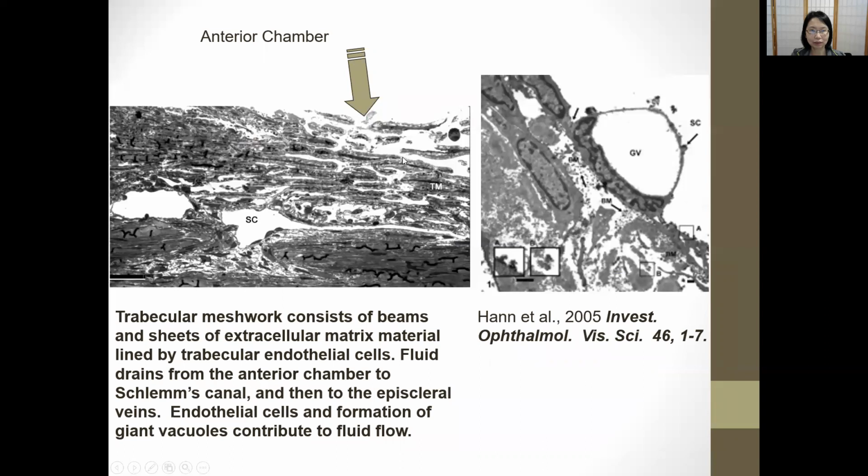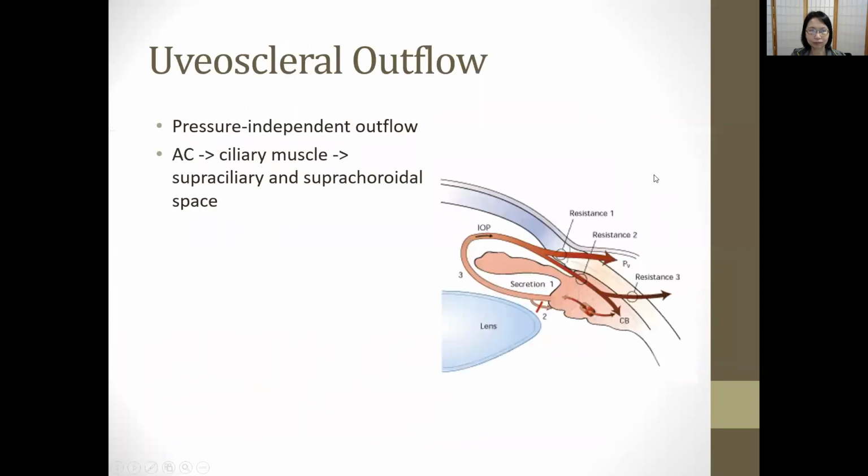So here you see the anterior chamber, there's the trabecular meshwork, and here's Schlemm's canal, and then subsequently the episcleral veins. The endothelial cells and the formation of these giant vacuoles, which you can see one here, contribute to the fluid flow. The uveoscleral outflow is also another pathway for aqueous to get out of the eye. This is pressure independent, where the fluid travels from the anterior chamber to the ciliary muscles to the supraciliary and suprachoroidal space, as you can see down here.